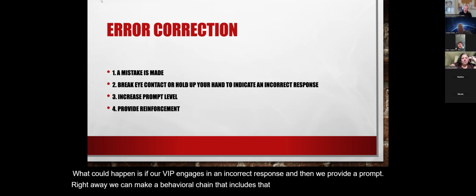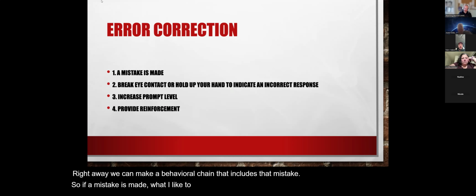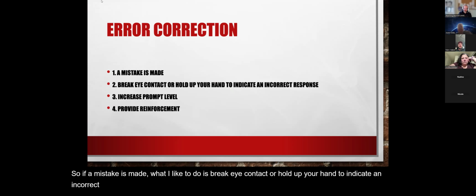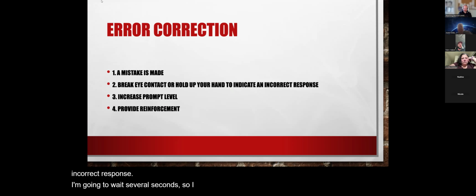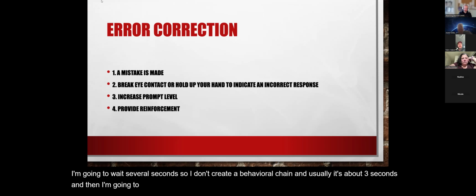So if a mistake is made, what I like to do is break eye contact or hold up your hand to indicate an incorrect response. I'm going to wait several seconds so I don't create a behavioral chain, and usually it's about 3 seconds. And then I'm going to maybe increase my prompt level.